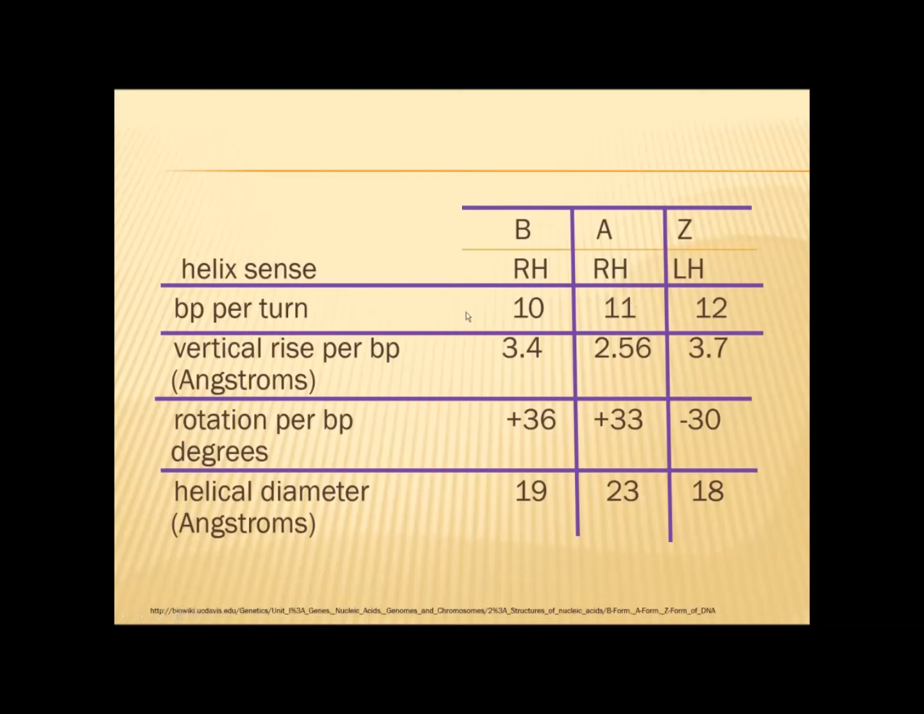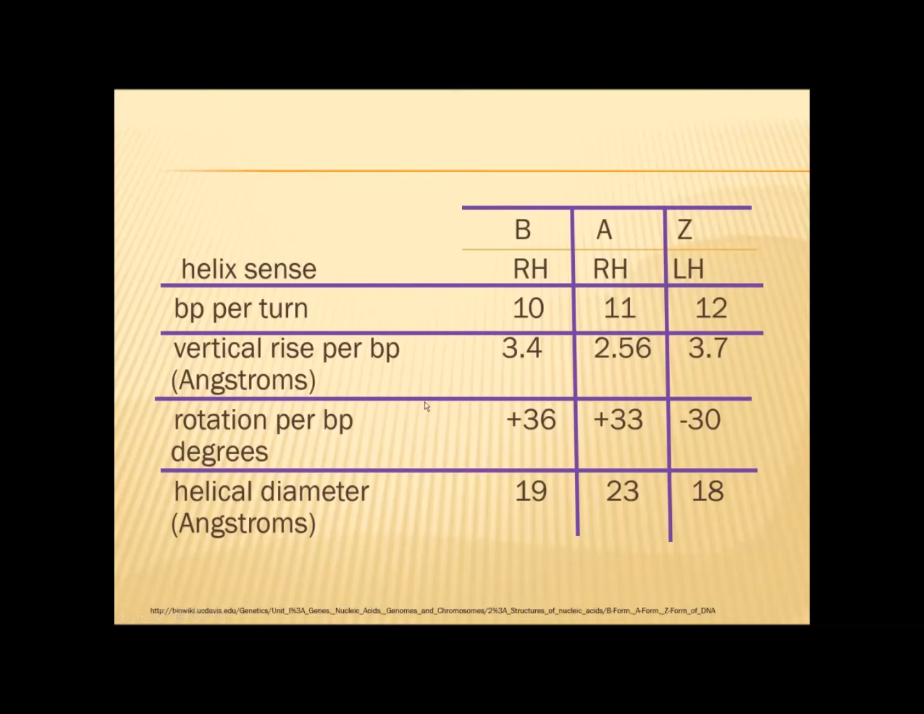So you will see that there's more base pairs, but it's a vertical rise. So between grooves is 2.56 nanometers, which means that it feels like it's really squished. Okay, and this is 12 base pairs per turn, and that's 3.7, so slightly elongated. And the rotation, remember, this is a double helix.